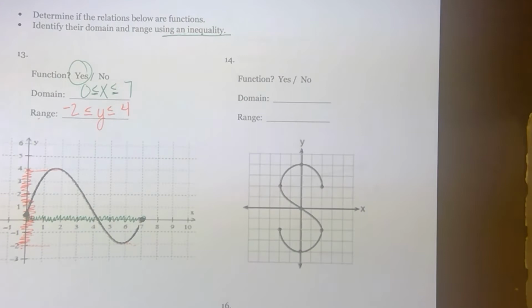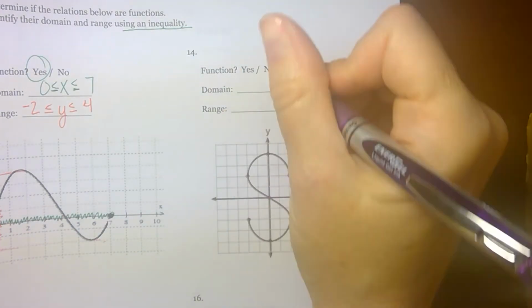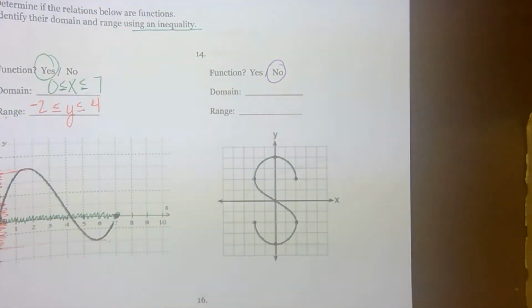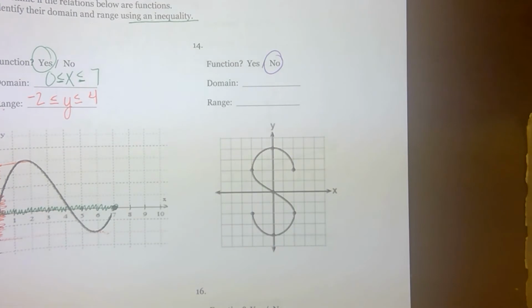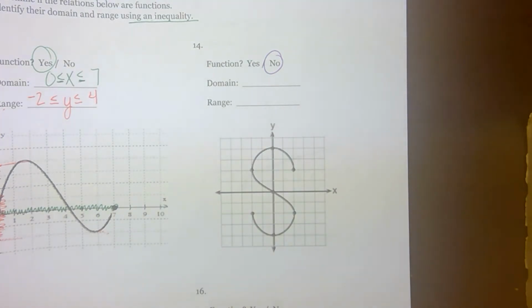You guys try number 14. Use the vertical line test first. Is that a function? Well, no, that is not a function. It fails the vertical line test. But it still has a domain and range. Remember that. On MyMathLab, it won't make you give the domain and range when you say, no, it's not a function. On the test and written work, I will make you give the domain and range.